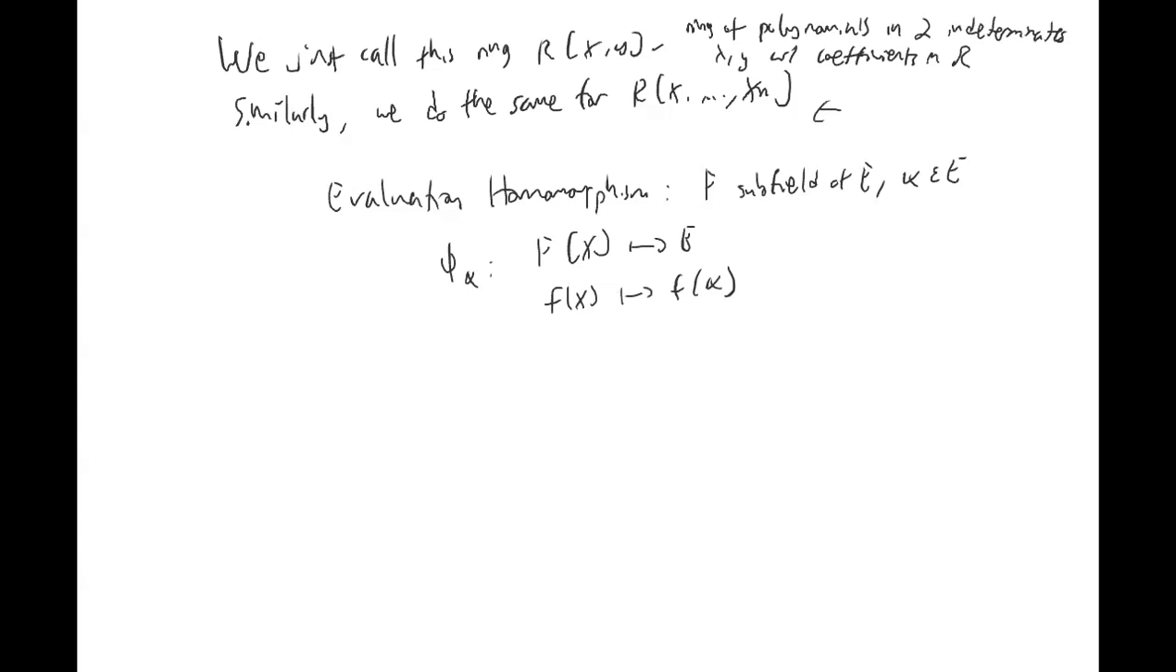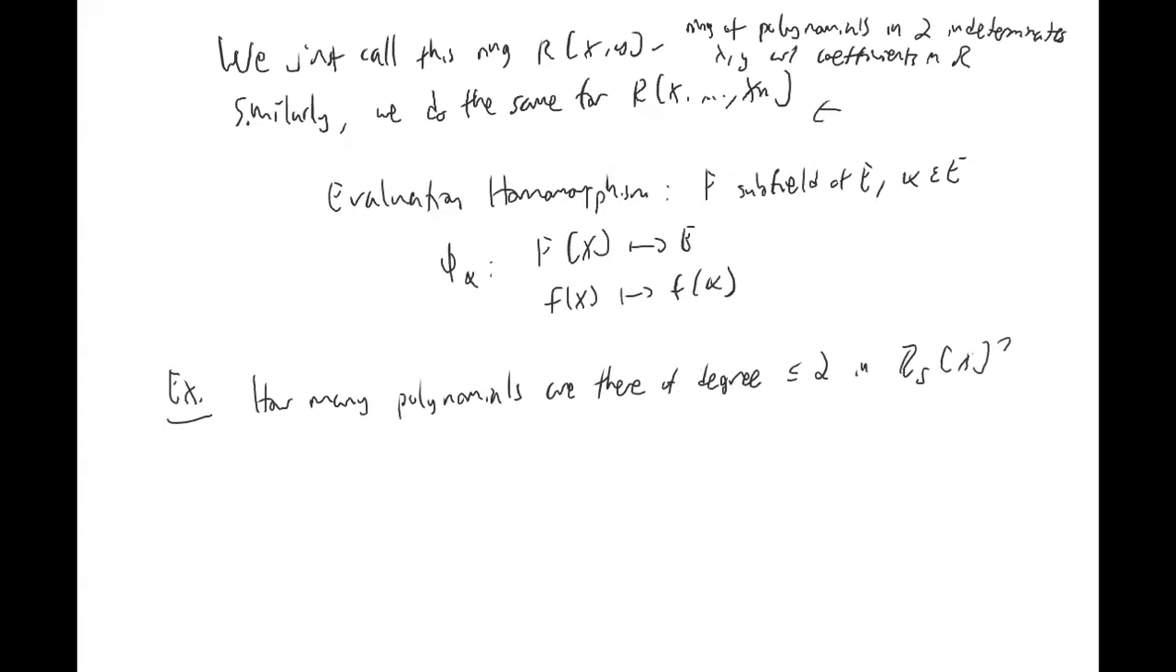Okay, so let's do some problems in the book. So example. How many polynomials are there of degree less than or equal to 2 in Z5[x]? My R in this case is Z5. So how many are there?